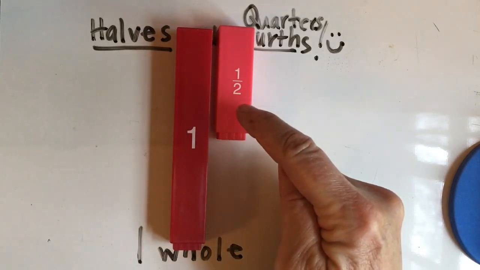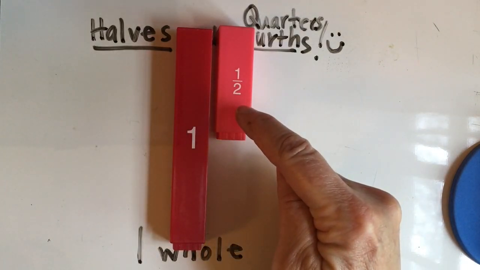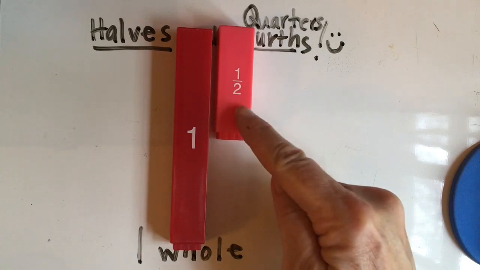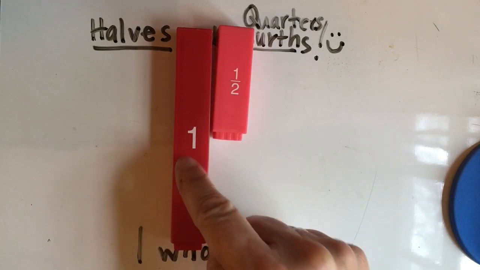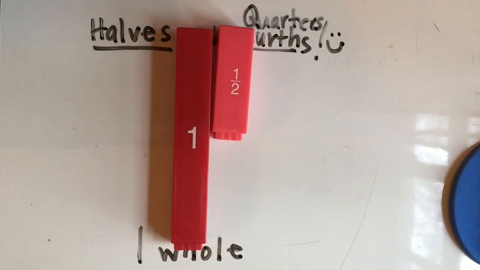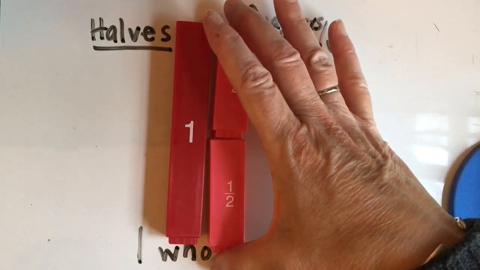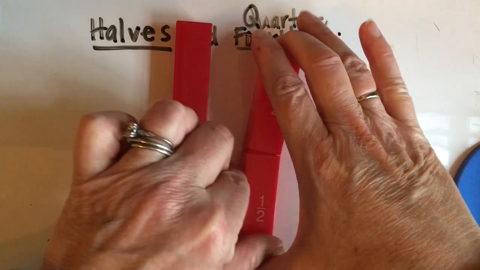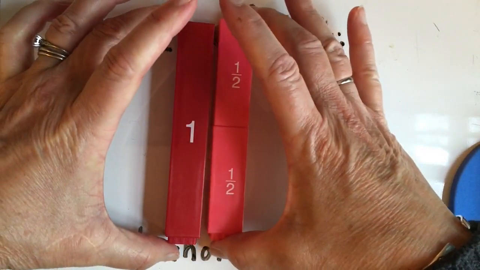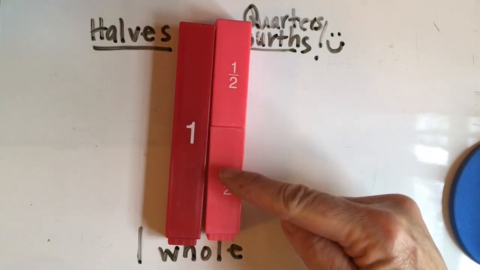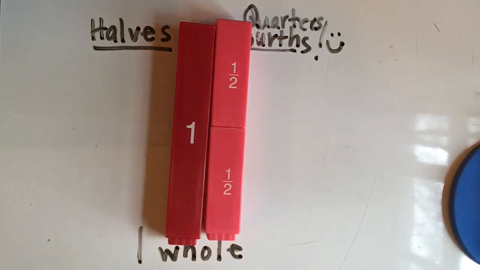What does that one say? 1/2. So how many halves will equal this 1 whole? Yes, 2. So I'm going to squeeze those together so they're all clipped. And look at that. A half and a half makes 1 whole.